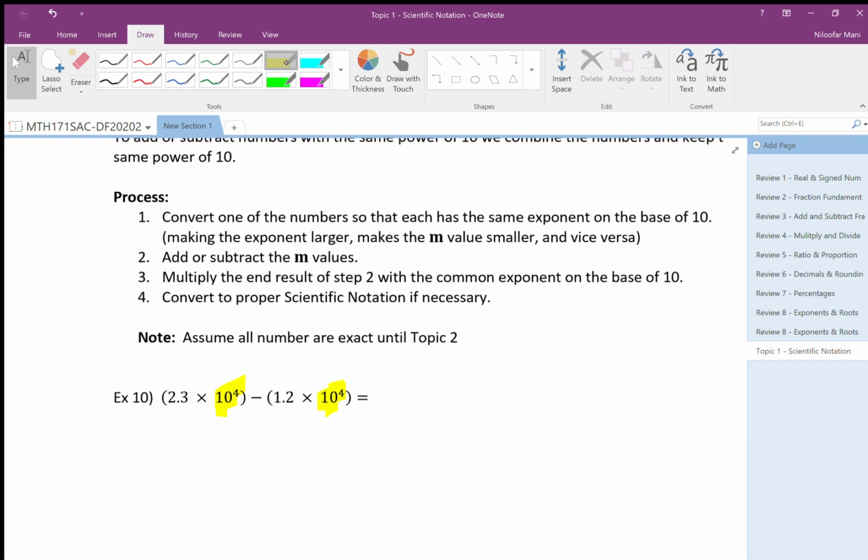So I have to convert one number so that they have the same exponent on top of 10. So I have to change one of them to the other, or both of them to something. But because it's harder when I do both of them, it takes time, and the more work I do, the more chance of mistakes. So I just change one of them, and then I can add and subtract.